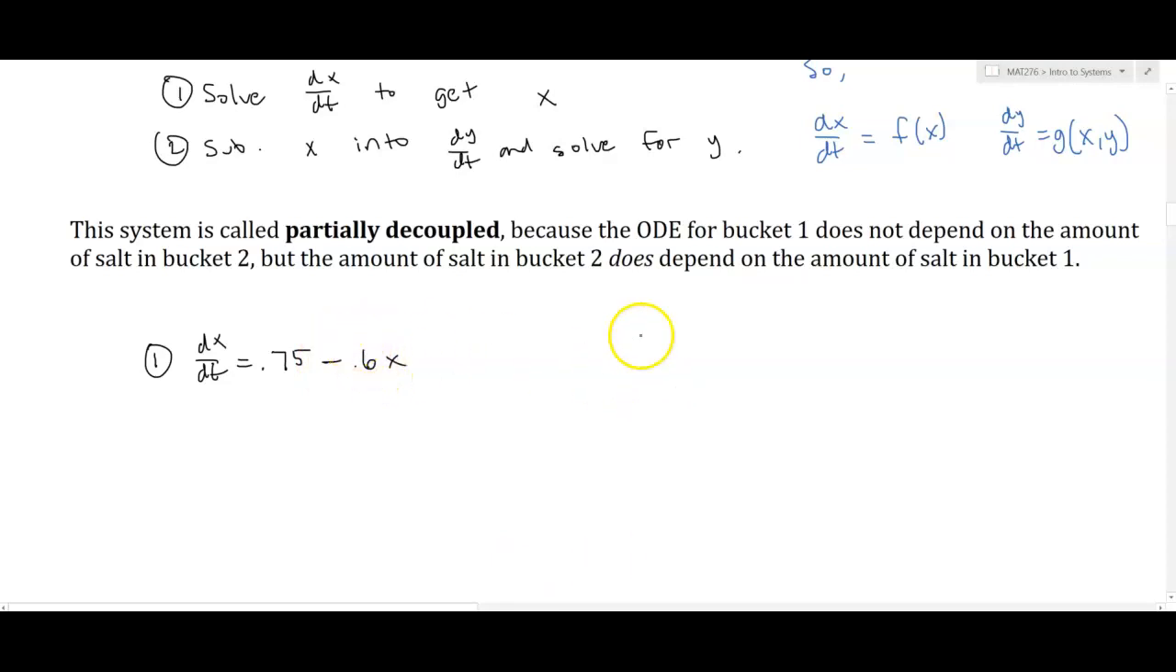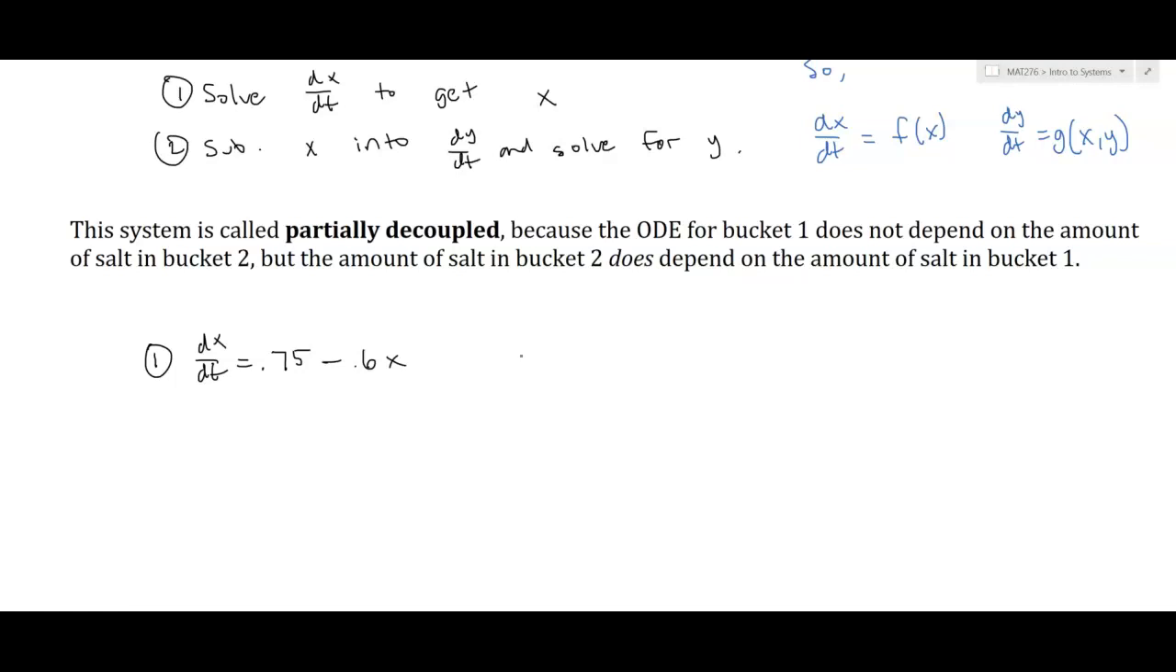And we have a lot of different options with which to solve this. We could use integrating factors. We could do separation of variables here. We could use Laplace transforms. We have any number of ways that we could solve this equation.